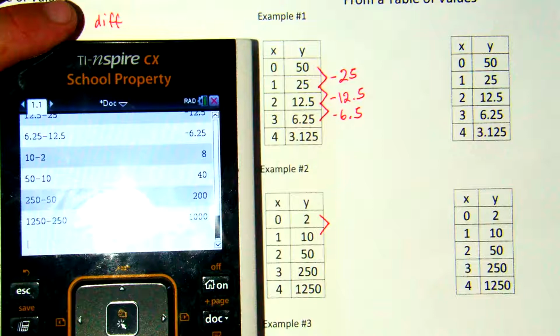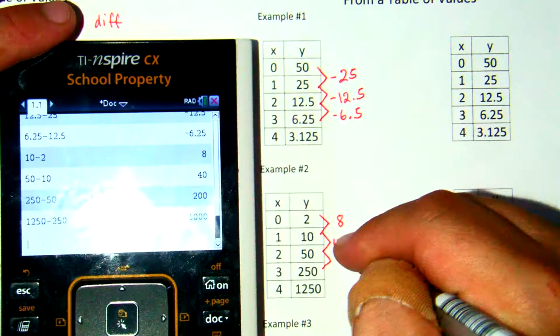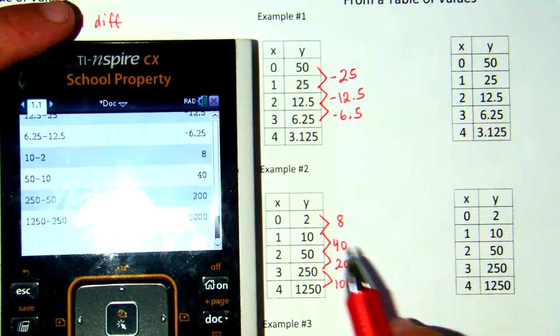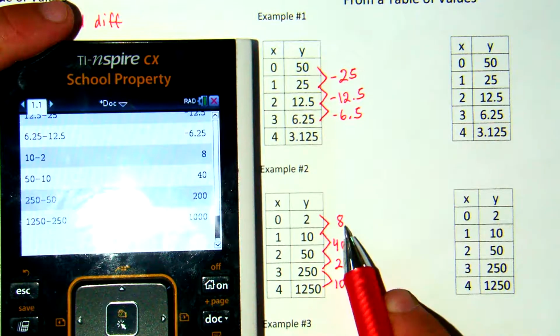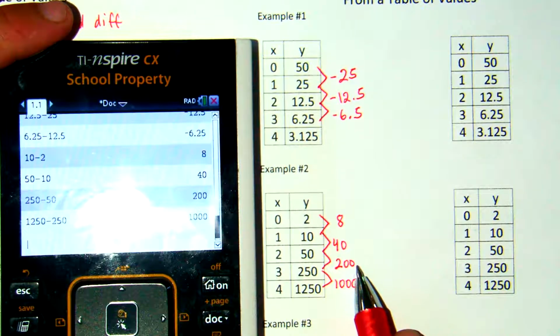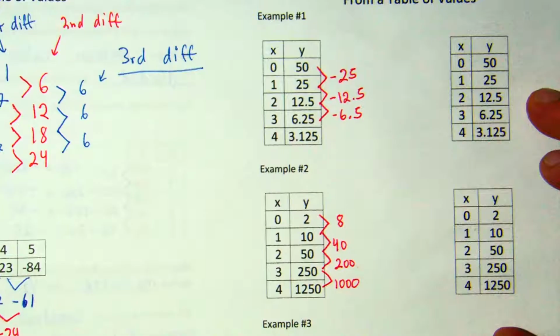So we had 8, 40, 200, and 1,000. What I'd like you to notice is that 2 times 5 is 10, 10 times 5 is 50. What's 8 times 5? It should be 40. And 40 times 5 is 200, and 200 times 5 is 1,000. So it's still showing the same pattern of multiplying here. We talked about common ratios, and that's how we handle these.